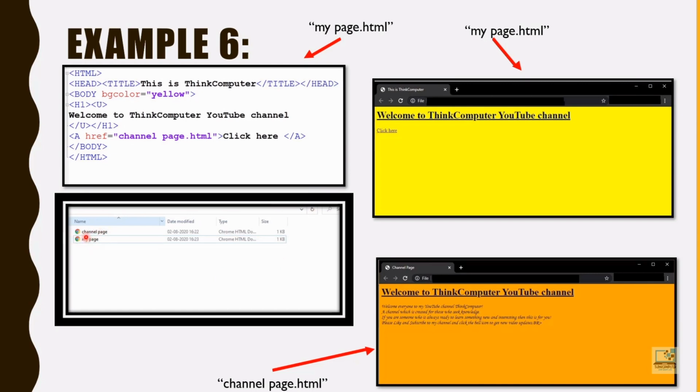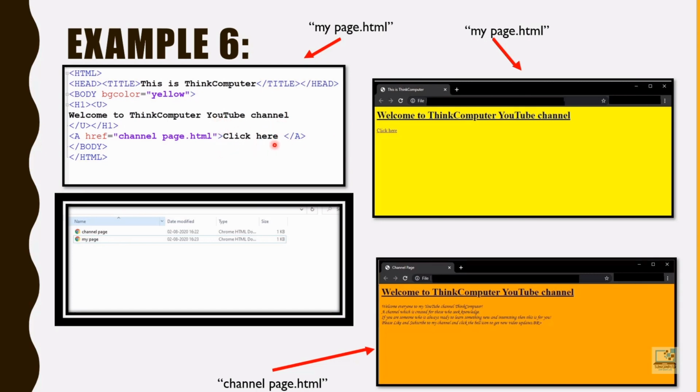Suppose channel page I have already created and this program is ready. Now suppose I want to put a link of channel page in my page. In that case, when I am writing the mypage.html like this one, I have to write a href equal to channelpage.html, click here, and then a closing tag. So this part is the opening tag of the anchor and this is the closing tag. Any text you specify inside of the anchor tag works as a hypertext. That means it is activated as a link.